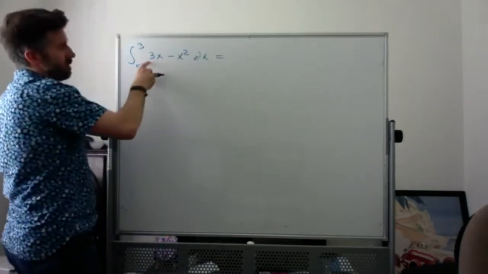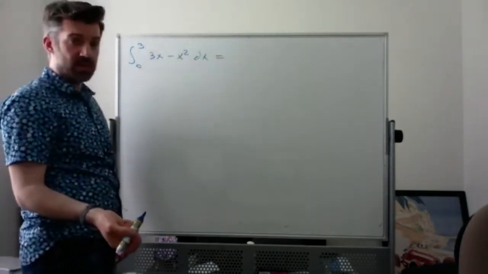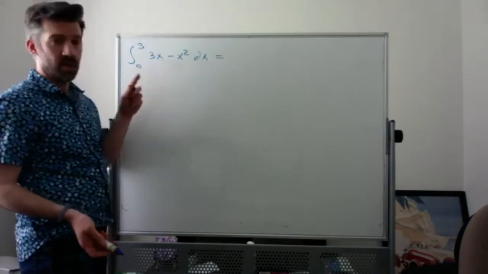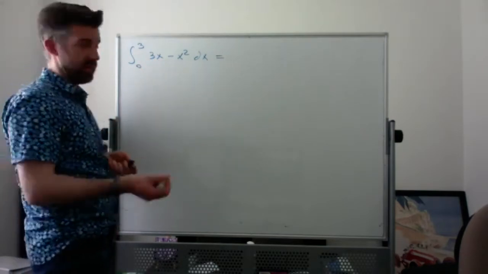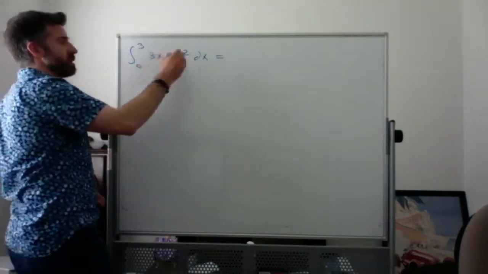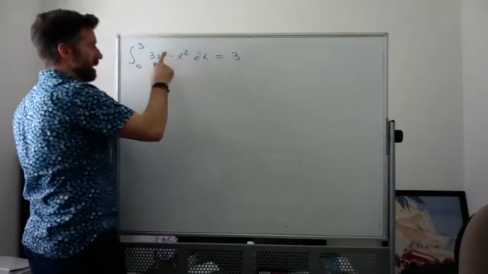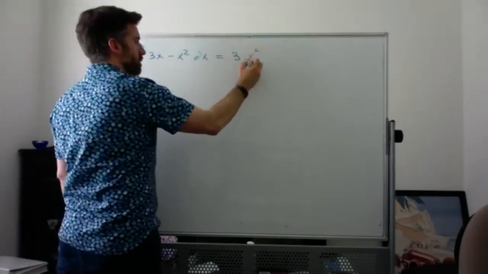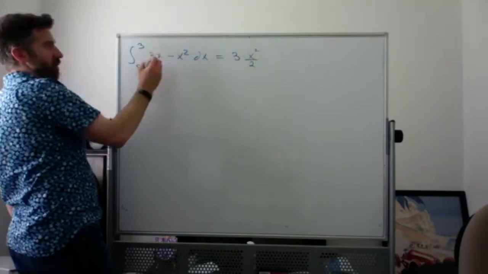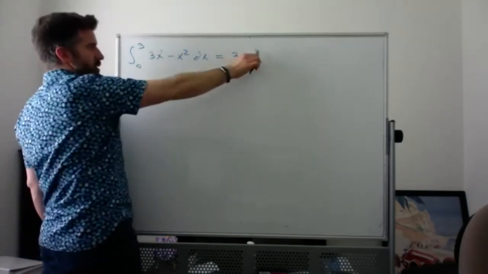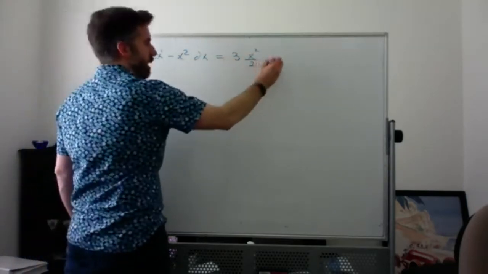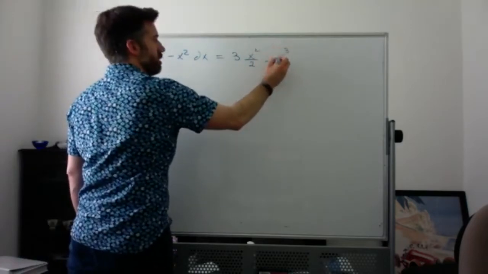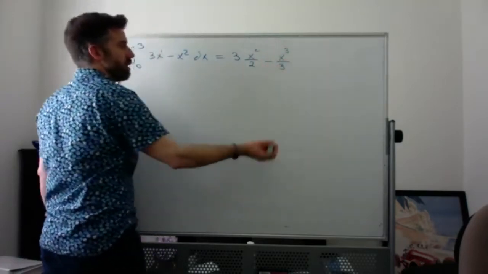Going to antidifferentiate 3x. So just like with derivatives, when you differentiate something, you leave constant multiples and you differentiate. For antiderivatives, the same thing is true. When I antidifferentiate 3x, I get 3 times the antiderivative of x, which is x squared over 2, right? This is x to the first. Add 1 to the power, you get 2 divided by the power. Minus the antiderivative of x squared is going to be x cubed divided by the power, which is 3.